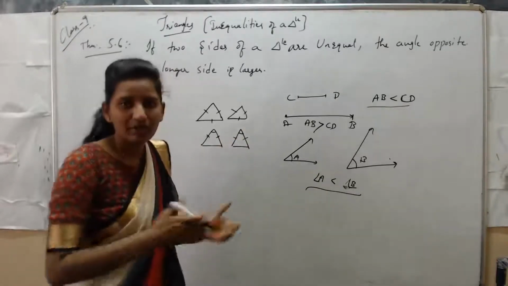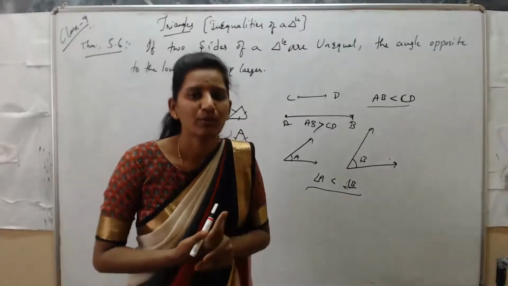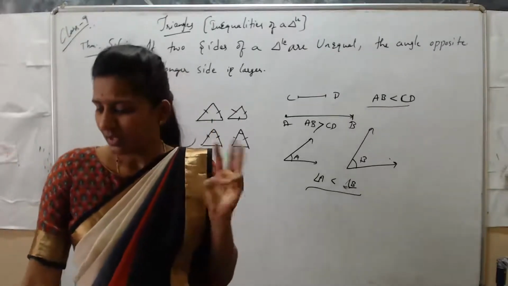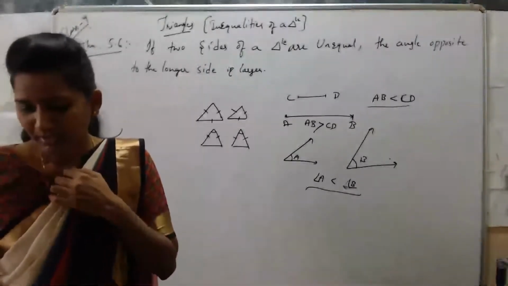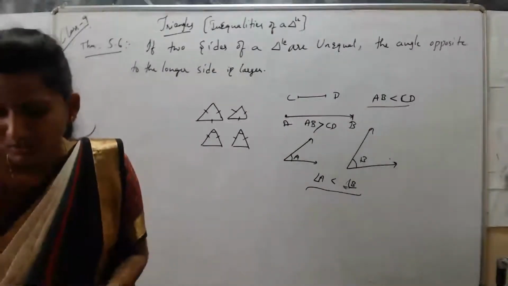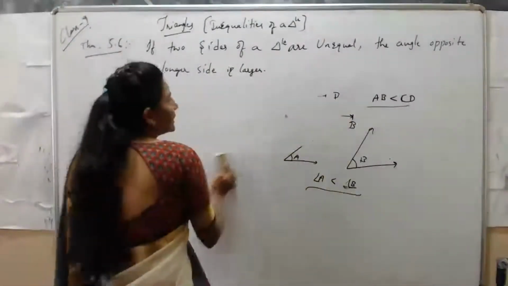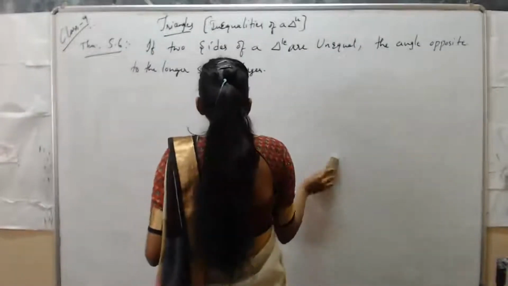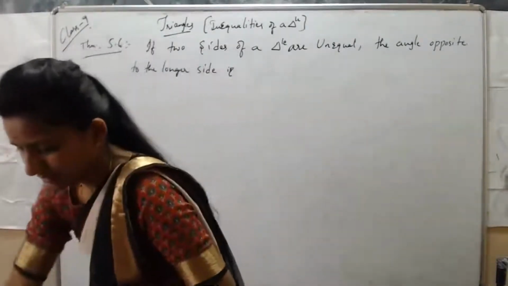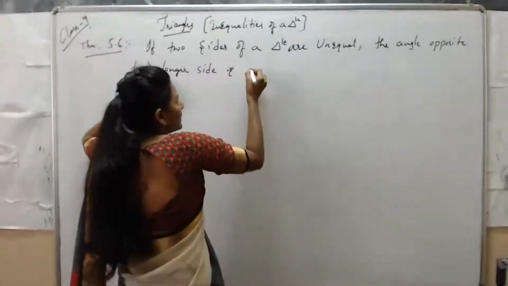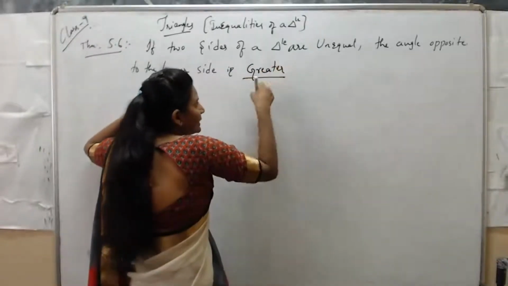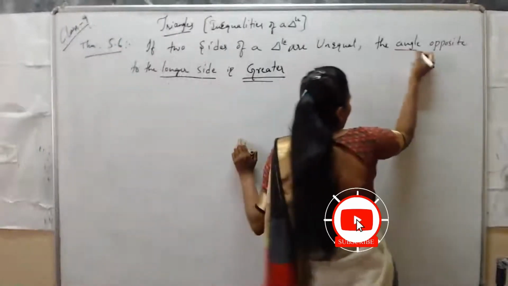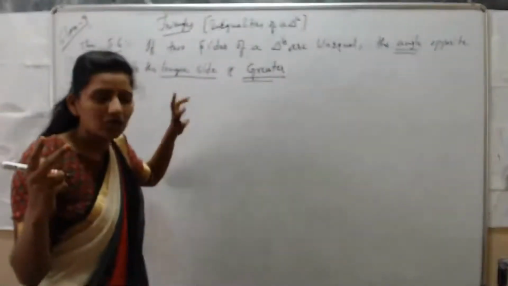Next, what we have to prove? While solving the problems, we will come to know. Before that, we have to learn three theorems. Come to page number 103. In that, theorem 5.6. What is given is, if two sides of a triangle are unequal, then the angle opposite to the longer side is greater. Don't take larger because larger becomes confusing, so I am taking greater. Greater angle, longer side. Just remember these two words.